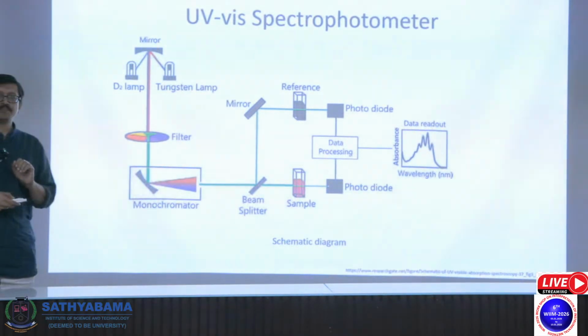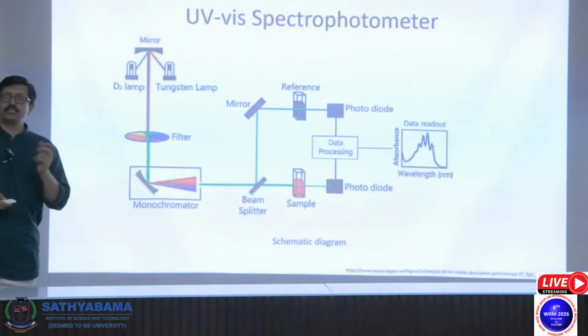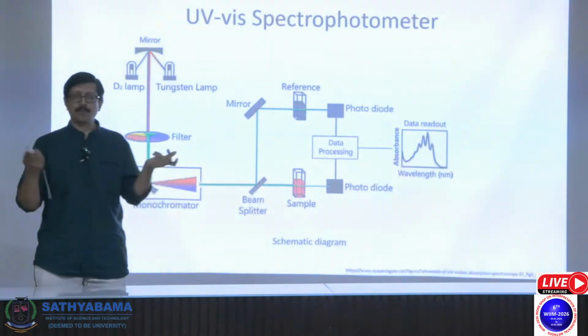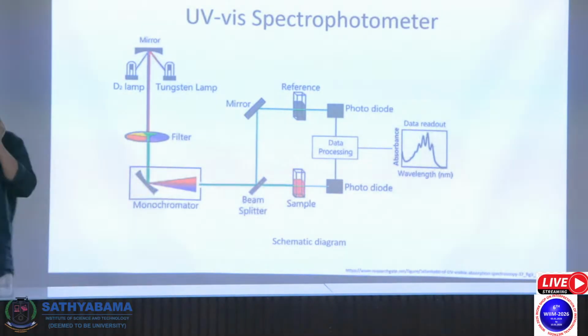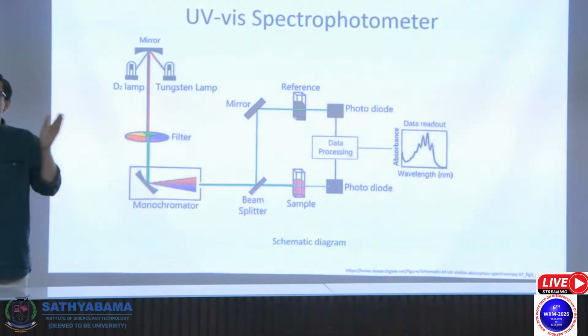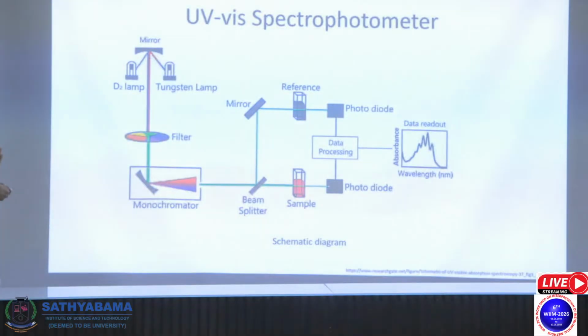This tungsten lamp is basically working on the principle of black body radiation, in the sense that there will be a tungsten material, you pass electricity through that, it becomes heated because of the resistance, and any body which you heat to maybe 1000 or 2000 nanometers. So that covers more than the visible and IR region. So these are the two light sources in a UV visible spectrophotometer.